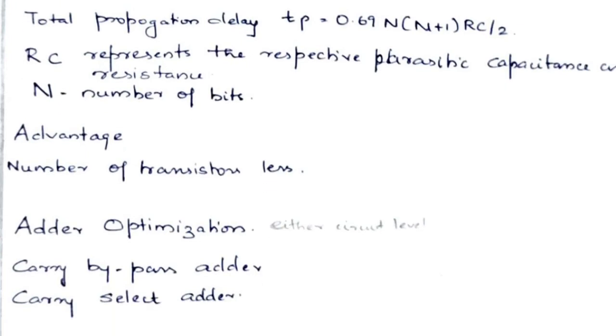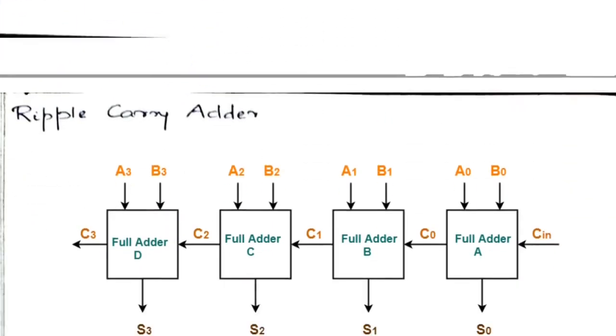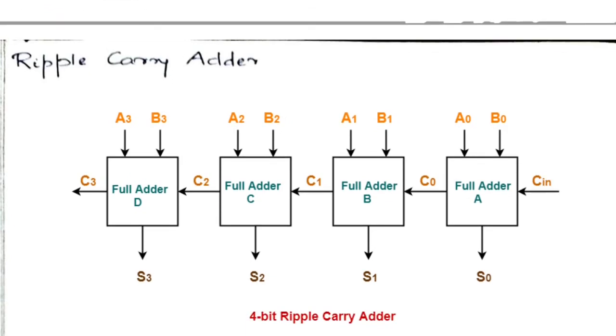So now we'll go to adder optimization. What we have seen till now is adder optimization using logic functions. Now we'll go into adder optimization at the circuit level. That's where the carry bypass adder and carry select adder come into place. We will start with the ripple carry adder.